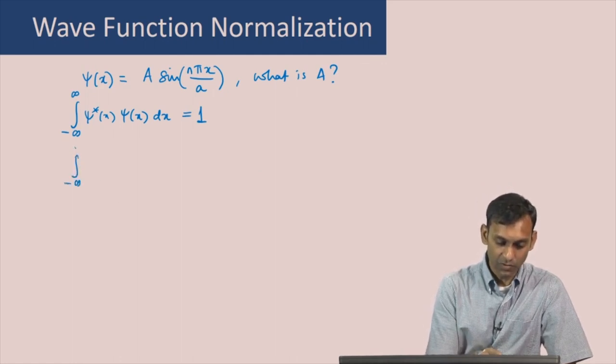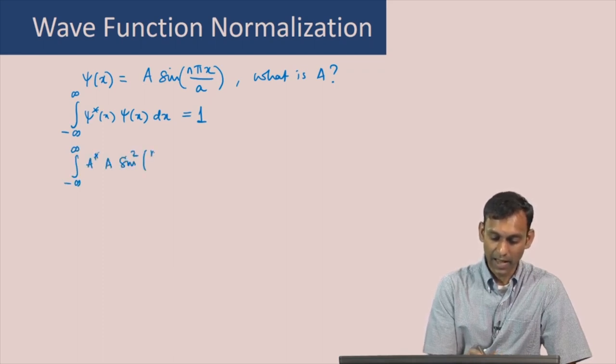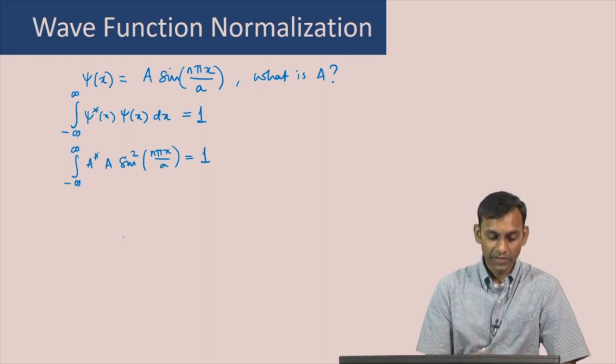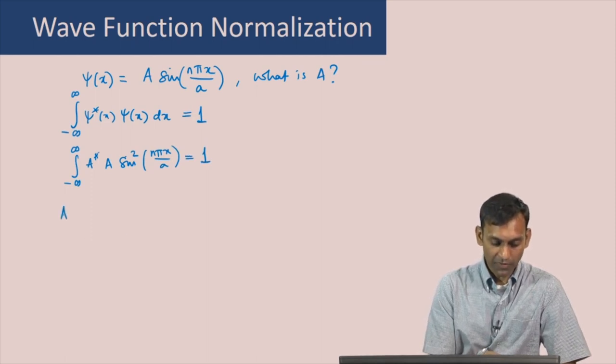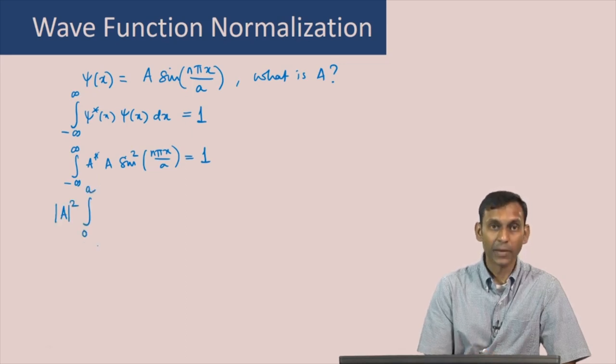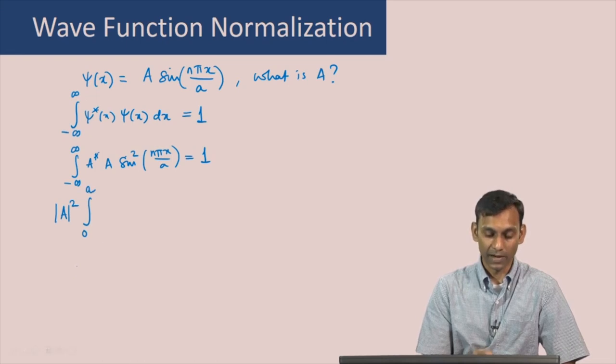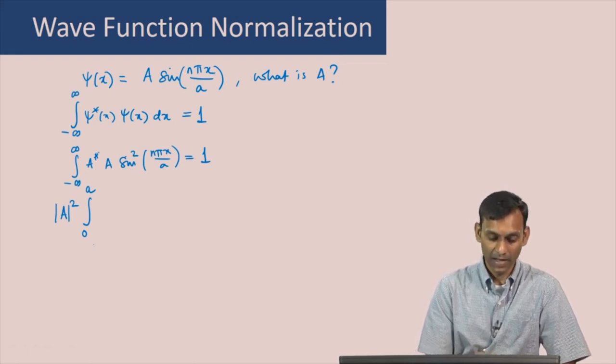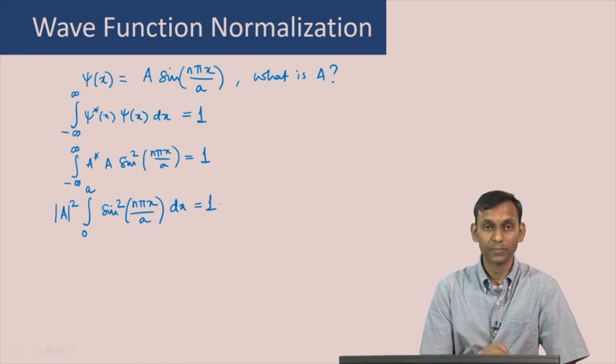So, the integral from minus infinity to infinity of A star A sine squared n pi x over a is equal to 1, or we can write this as mod of A squared, and the limits go from 0 to a, because in this case the particle's probability to be outside the box is 0. So, the only place where the wave function has a non-zero value is between 0 and a, and so this becomes the integral of sine squared n pi x over a dx is equal to 1.